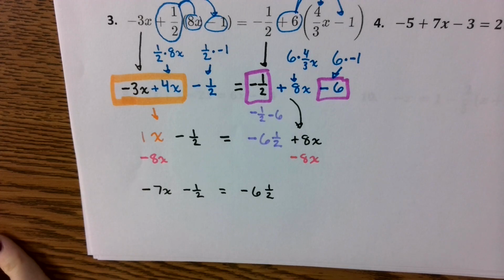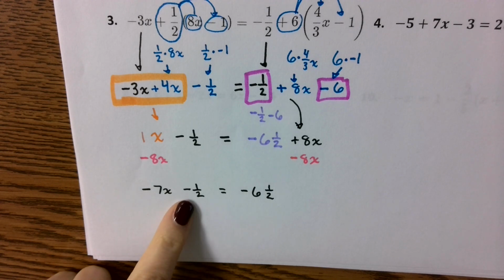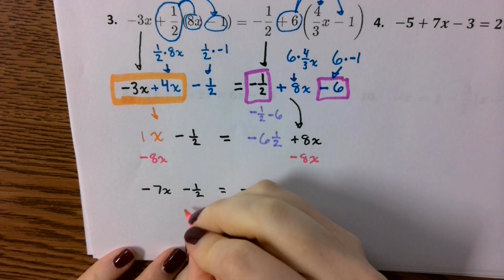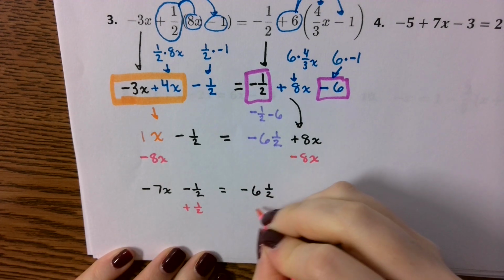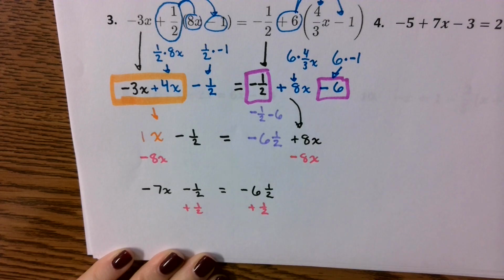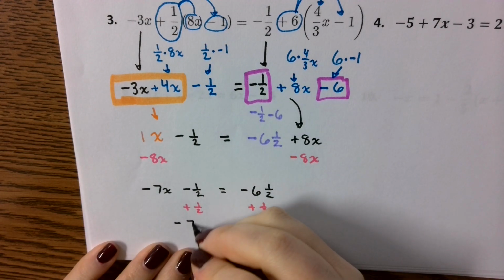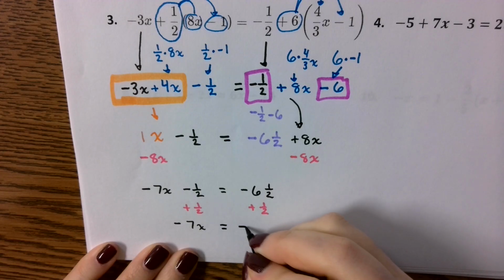Next step. Come on, guys. It's a two-step equation. What are we going to do now? Daniel. Well, it's already subtraction. So we should add by 1/2. We should add a half to both sides. We're going to add a half to both sides. That gives us negative 7x is now equal to negative 6.